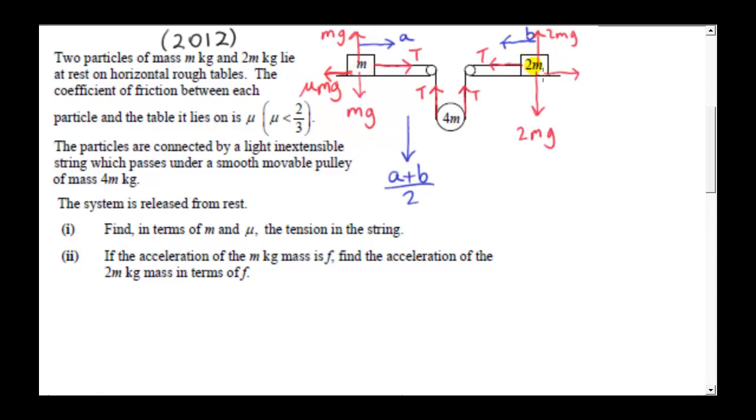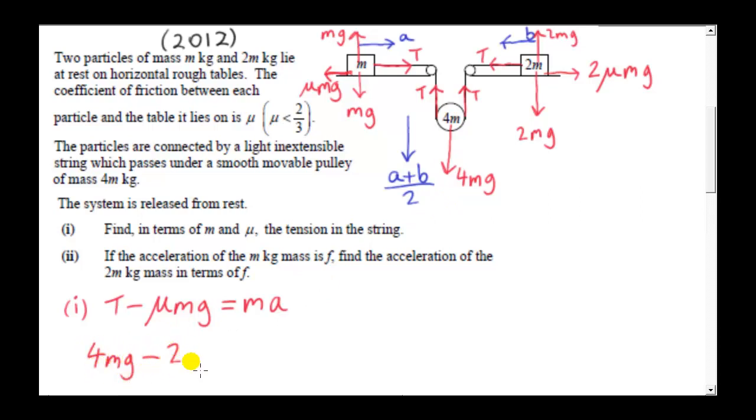Similarly over here, we know the direction of motion of this mass. If it's to move at all, it must move to the left. So the friction force opposes that motion. So it's mu times 2mg. Okay, we want the tension in the string. So let's look at the resultant force on this mass. Well, the vertical forces cancel out, and we'll take the direction of the acceleration to be the positive direction. So the resultant force is T minus mu mg. By Newton's second law, that's mass times acceleration. For the movable pulley, downwards is positive because that's the direction of the acceleration. So the resultant force is plus 4mg minus 2T. And by Newton's second law, that's mass times acceleration, which is (a plus b) over 2.